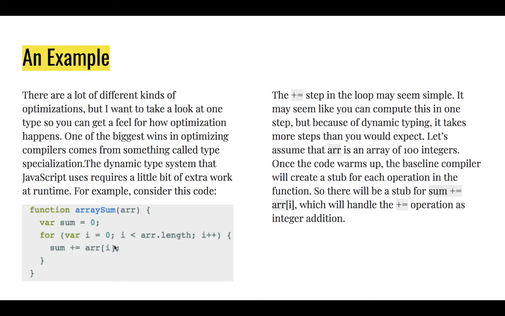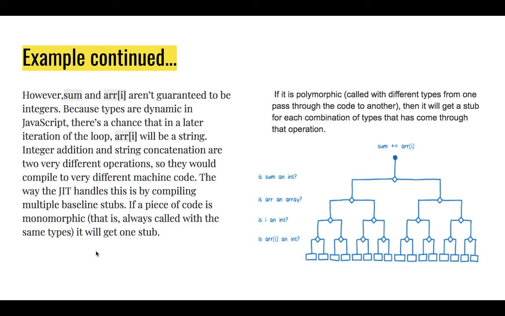We will examine this line. Based on this line, it will be decided whether this code will be optimized or not. Let's see. When this line comes, sum plus equals to array I, what will the compiler ask? The compiler will ask, is sum an integer? Maybe the answer is yes, maybe the answer is no.